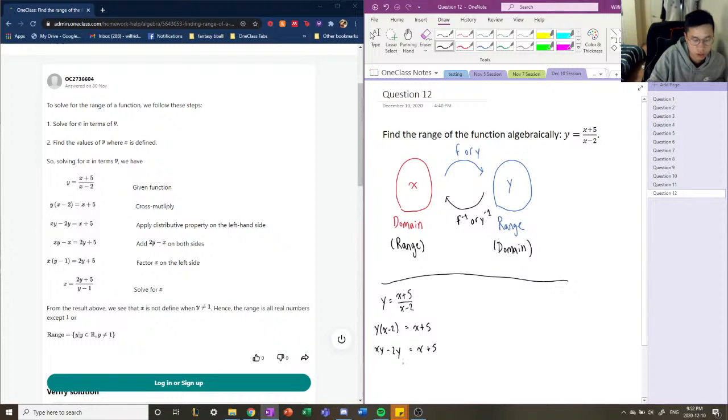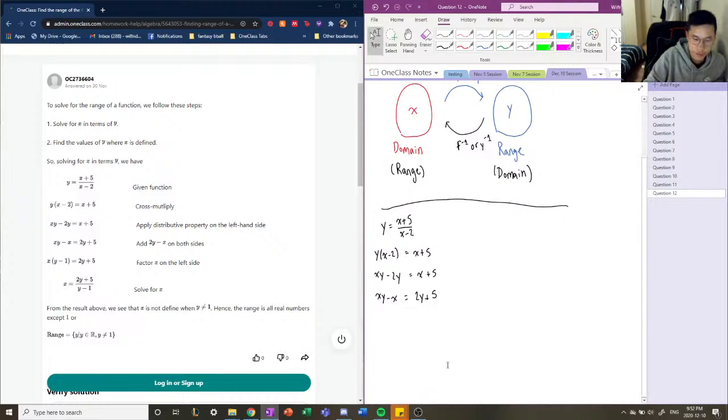Okay, so we're going to move this 2y to the other side and move this x to this side. So we get xy minus x equals 2y plus 5. Okay, and then we're going to solve for x. So we factor out x, and we get this. And finally, we isolate, and we get x equals 2y plus 5 divided by y minus 1. Okay, so now we have found the inverse function, which is a function of y that converts it to an x value. Now we want to solve for the domain of this new inverse function.